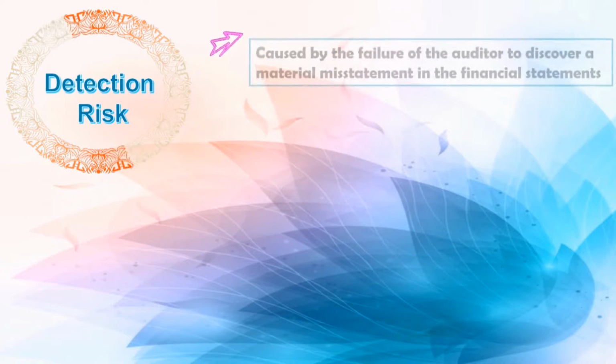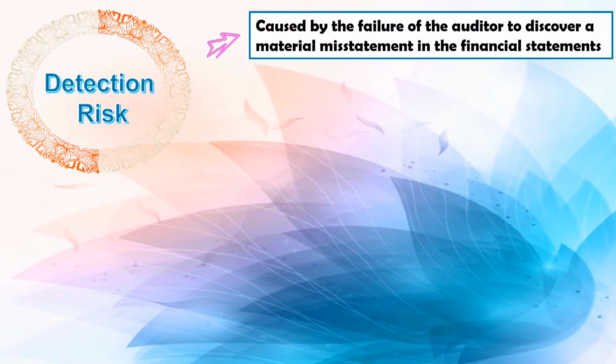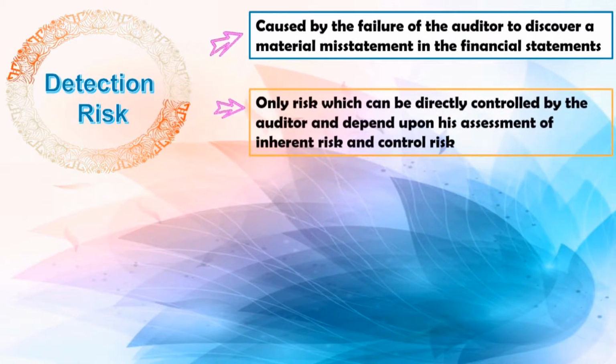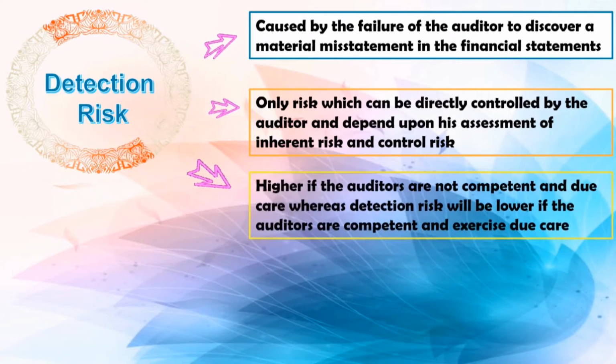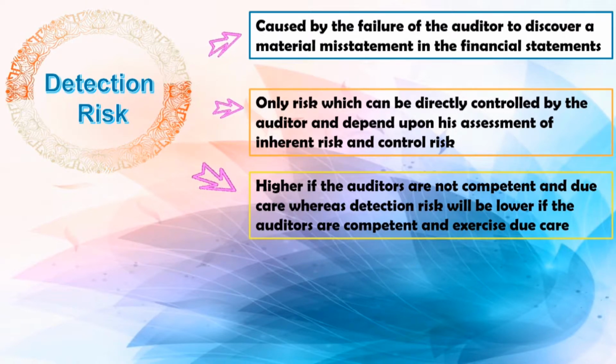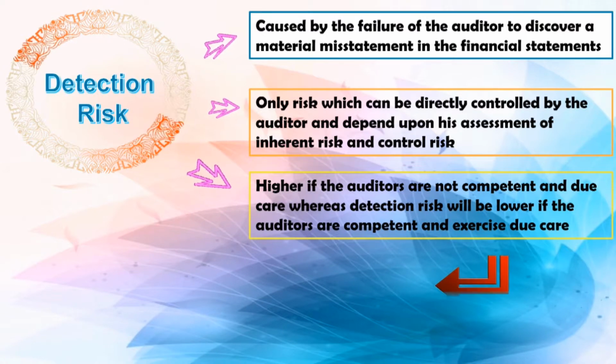Lastly, detection risk. Detection risk is caused by the failure of the auditor to discover a material misstatement in the financial statements. This is the only risk which can be directly controlled by the auditor and depends upon his assessment of inherent risk and control risk. Detection risk will be higher if the auditors are not competent and do not care, whereas detection risk will be lower if the auditors are competent and exercise due care.